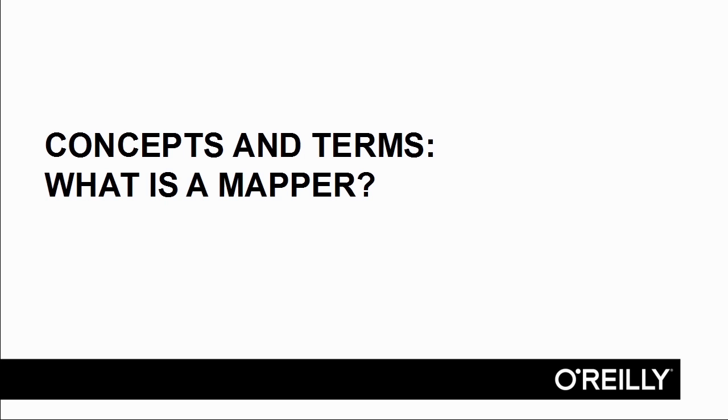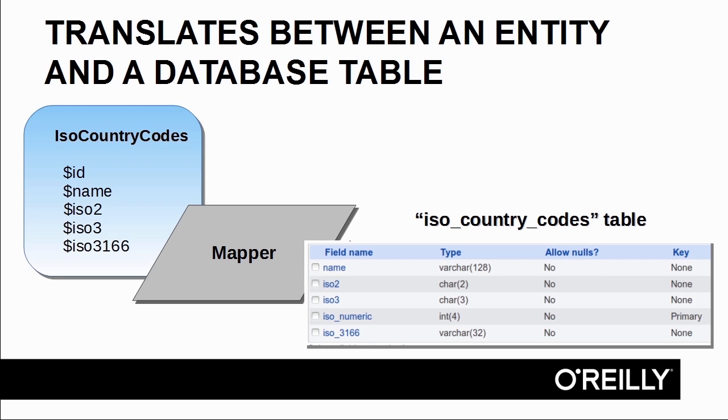In this lesson, we will discuss what is a mapper. A mapper translates between an object, in the case of Doctrine, an entity object, and a database table. So, for example, we have an entity called ISO country codes with the various properties. We have a corresponding database table, ISO country codes table, with the appropriate database columns.